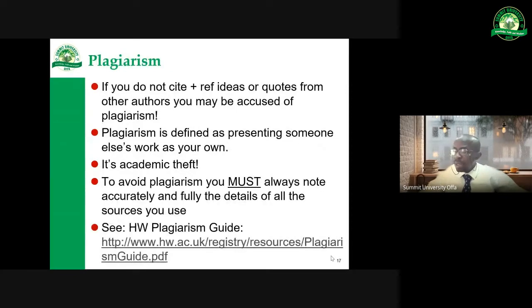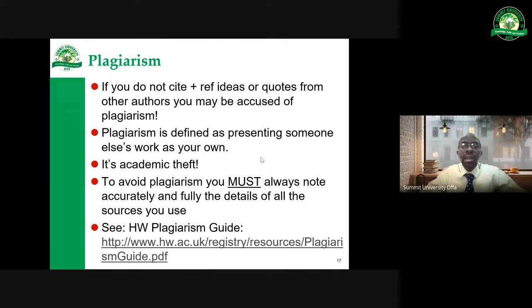And you could remember someone mentioned plagiarism. What is actually plagiarism? Plagiarism has to do with not citing or providing references for ideas or code from other authors.